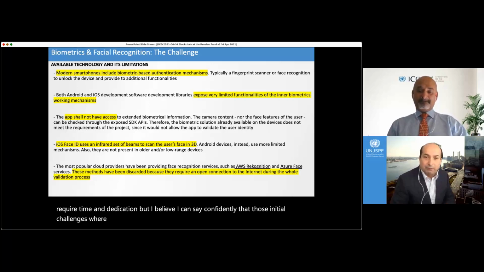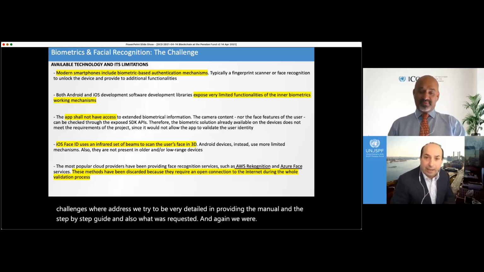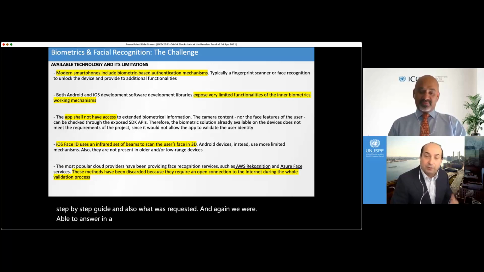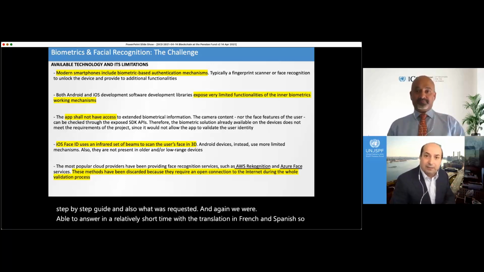We tried to be very detailed in providing the manual and the step-by-step guide. What was also requested, and we were able to answer in a relatively short time, was the translation into French and Spanish. That request came from users who wanted guidance in their own language, and we were able to respond in a timely way.